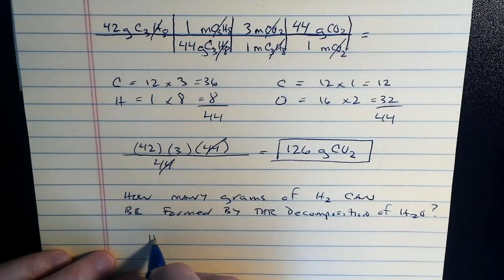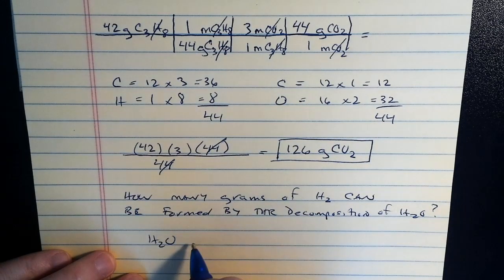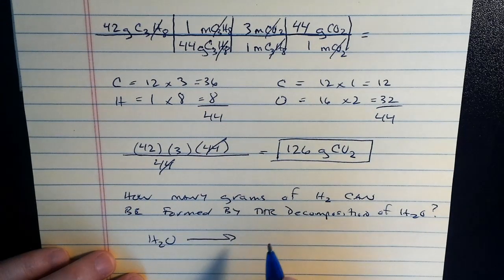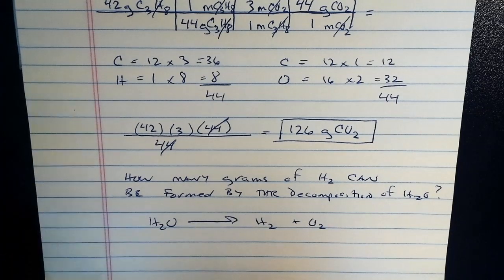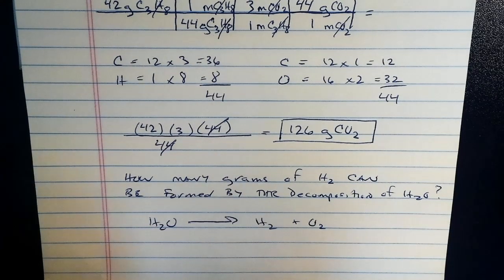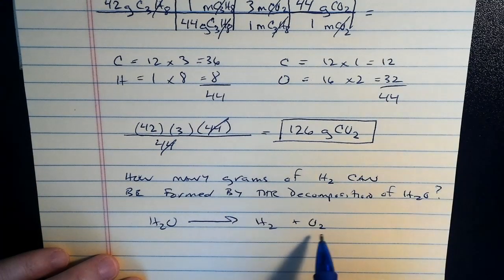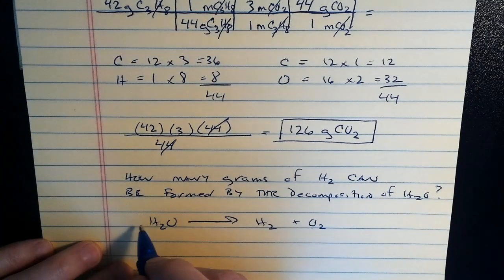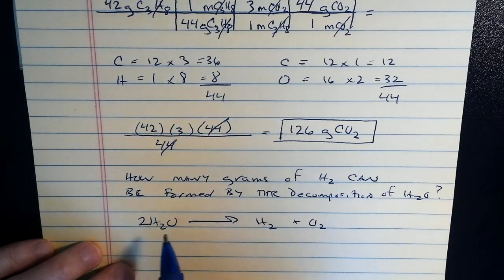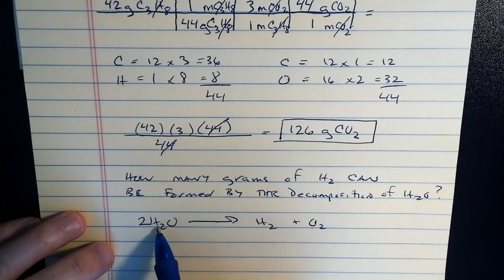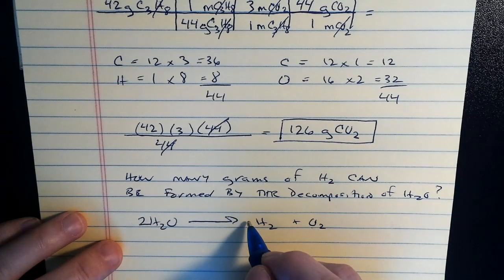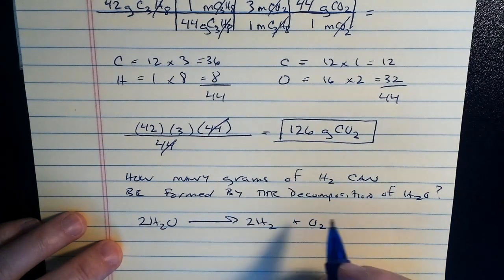So we have H2O right here in our balanced equation, and it's going to break down to H2 plus O2. Now we have to go ahead and balance this. You can see that there are 2 oxygens on the right, so you have to put a 2 there. 2 times 1 is 2, so now they're the same. But 2 times 2 is 4 for hydrogen. And you put a 2 here, 2 times 2 is 4, and I have a 1 there.